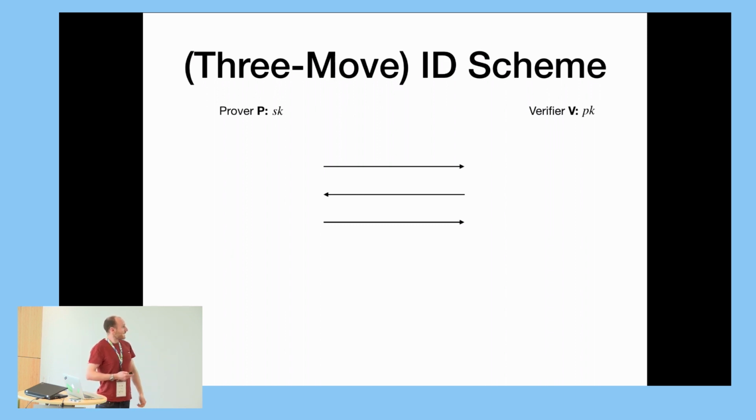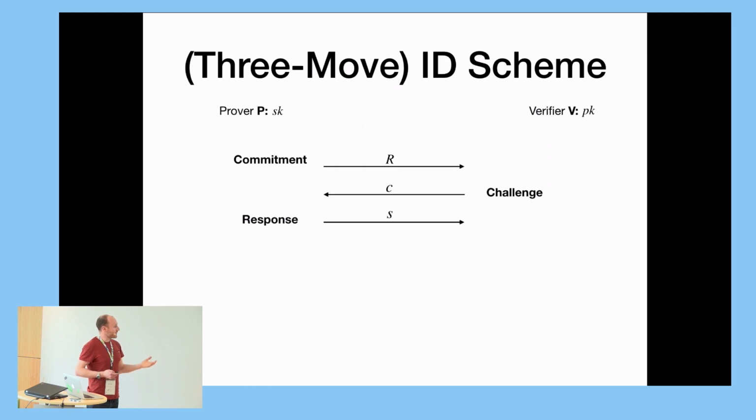So the structure of this protocol looks as follows. In the first round, the prover sends a commitment to the verifier. Then the verifier picks a random challenge, sends it back. And then there is a response s by the prover. And now the verifier can either accept or reject this answer. Okay. So this is how an identification scheme looks.